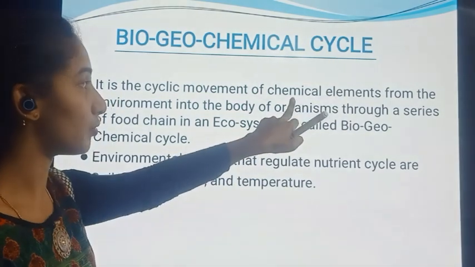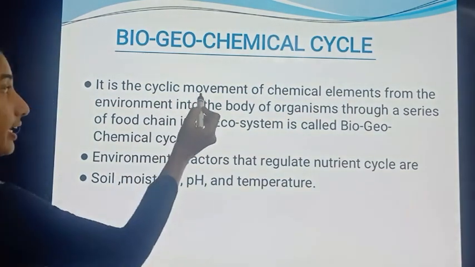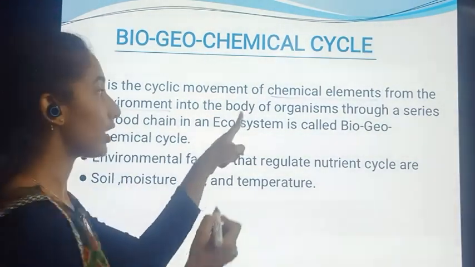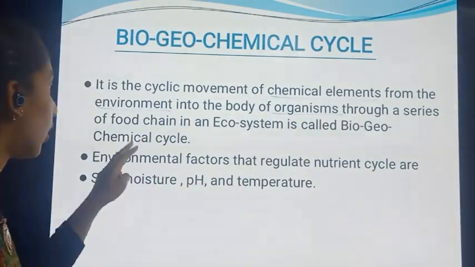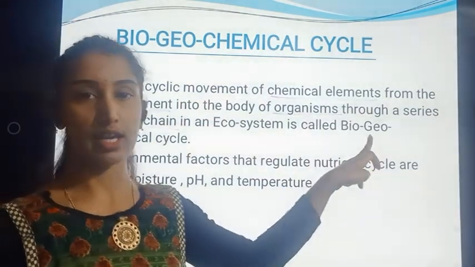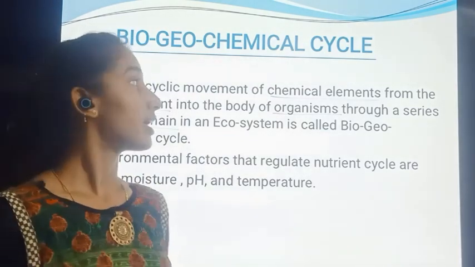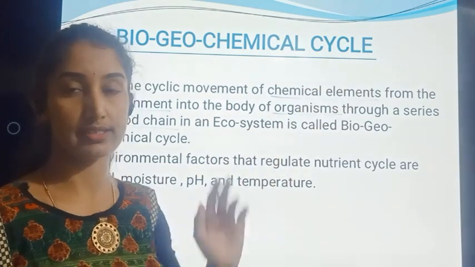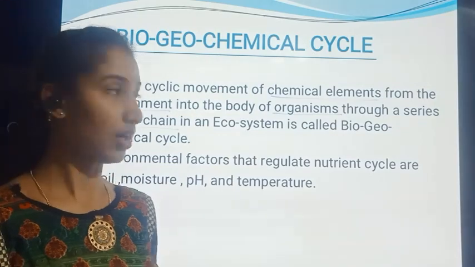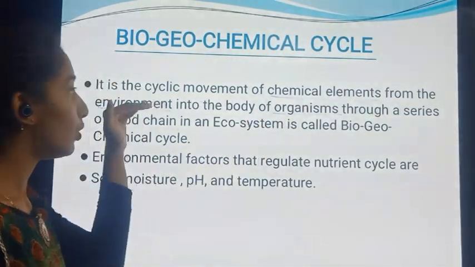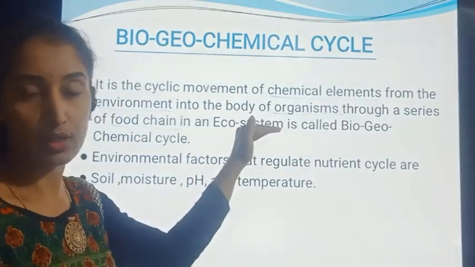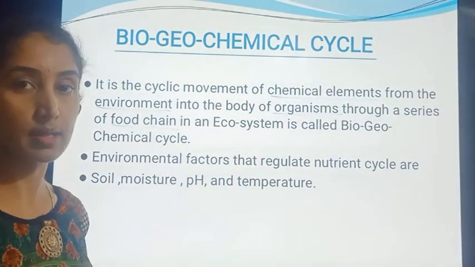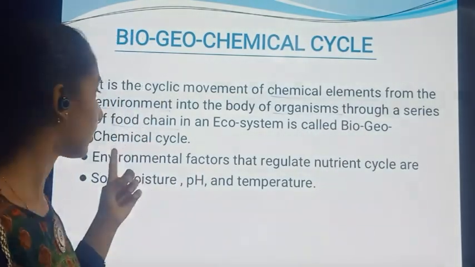Which movement will occur? That is nothing but the movement of chemical elements. It is the cyclic movement of chemical elements from the environment into the body of organisms through a series of food chains in an ecosystem, which is called a nutrient cycle or biogeochemical cycle. I'll repeat it. It is also called a nutrient cycle because the nutrient elements or chemical elements are moving from the environment to the body of the organism through a series of food chains in an ecosystem, and hence we call it a biogeochemical cycle.